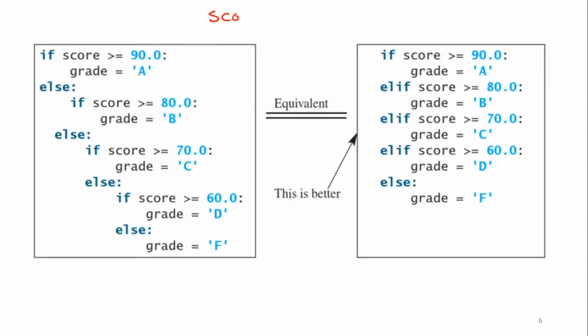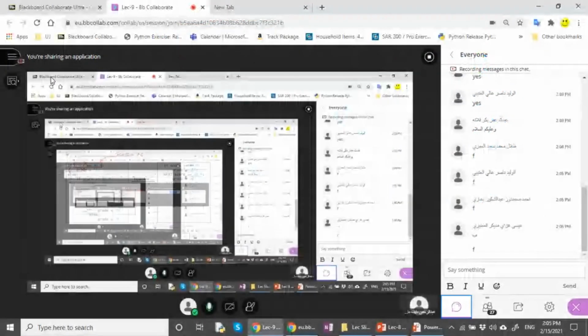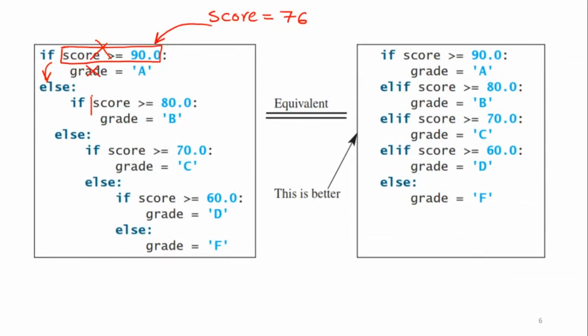So let's say we have a student whose score is, let's say, 76, and we enter it here. Then what will happen? We'll have the if condition, the score is greater than 90. Is this true or false? This is false. So we will not execute this. We'll go to the else statement. Now inside the else, we check again, the score is greater than 80. Is it true or false? It's again false. We will not execute this statement. We'll go to the else.